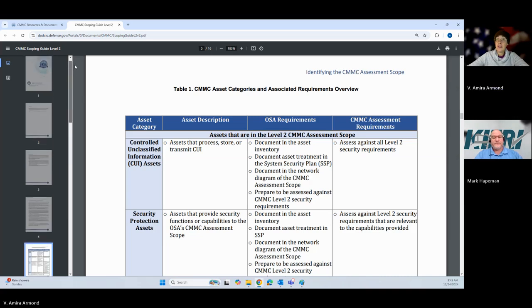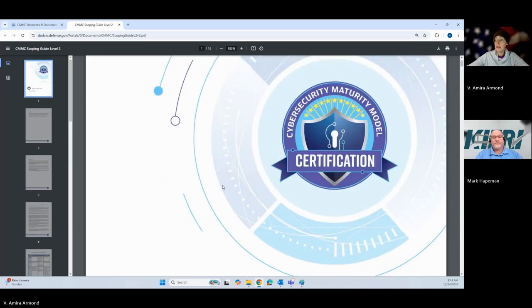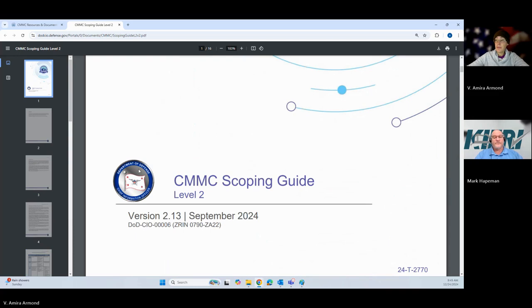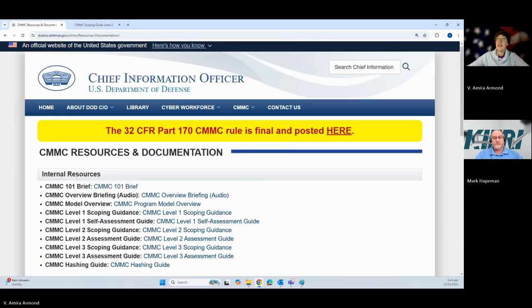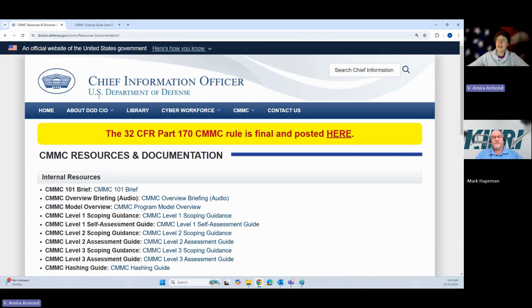So I've got the CMMC scoping guide for level 2 here. This is available from the Chief Information Officer, U.S. Department of Defense website, dodcio.defense.gov. You can download it.